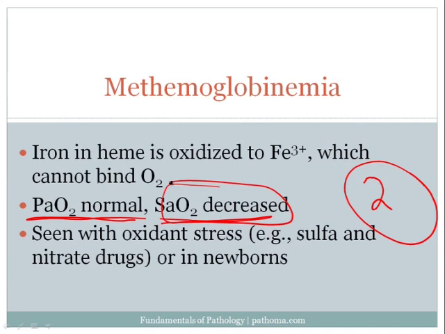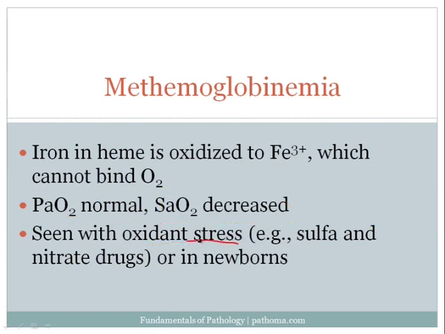Now, the next point to be aware of is in what clinical context we would actually see methemoglobinemia. Classically, it's seen with oxidant stresses, which have the ability to oxidize the iron. So what are some oxidant stresses? Sulfa drugs are oxidant stresses. Nitrate drugs are oxidant stresses. Those are the classic ones, and that is how they tie in a little bit of pharmacology on examinations. Another group of patients that can develop methemoglobinemia are newborns.